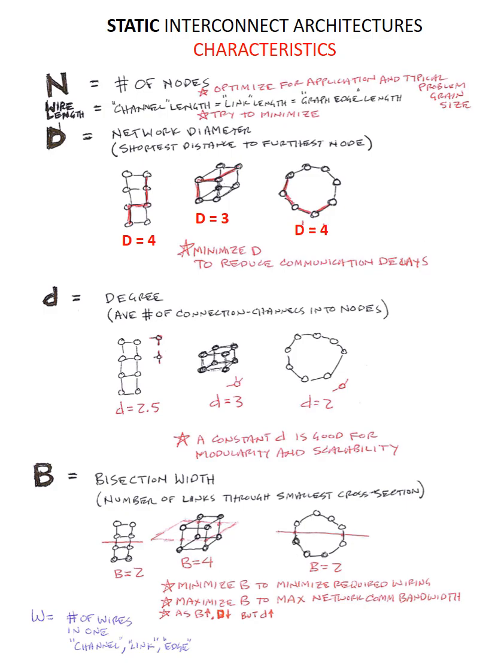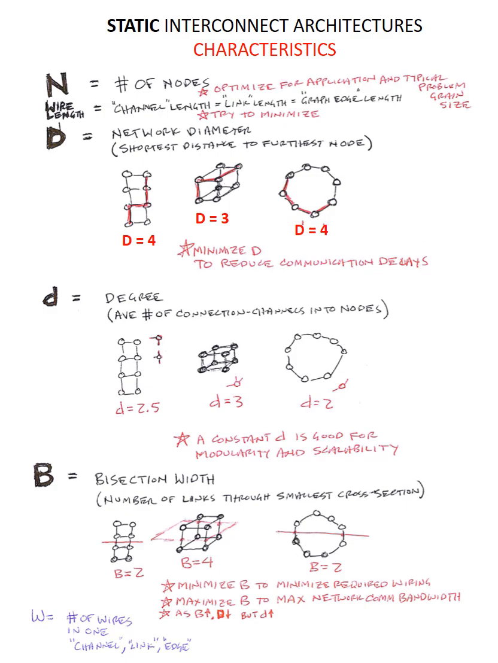Wire length, or channel length, we call it inside of IBM, or the graph edge, you want to try to minimize. The wire length is directly proportional to the rate of degradation of signals over the length of the wire, and consequential loss in speed and performance.